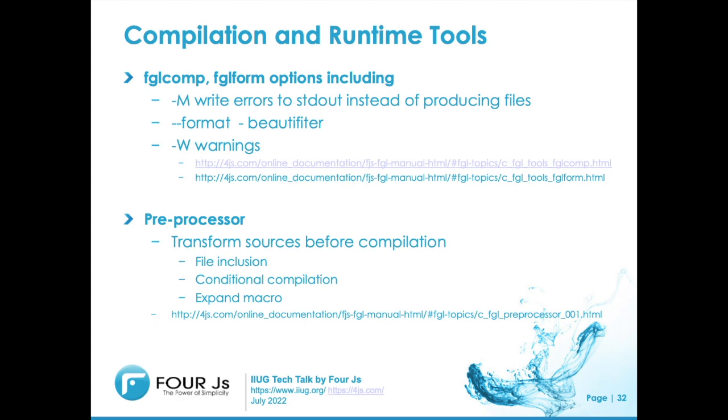For compiling code and running code, there are many new options. So fglcomp, fglform, fglrun have many new options. These might include minus M to write errors to standard out instead of producing error files, using dash dash format to beautify your code, minus W to output some warnings. The compiler also has a built-in preprocessor that can be used to transform sources before compilation.